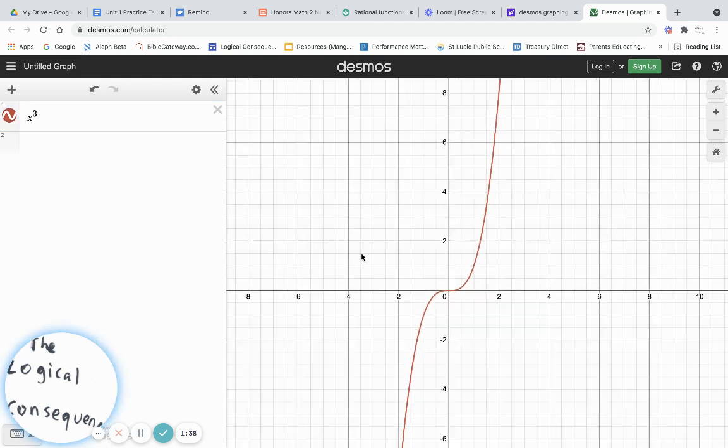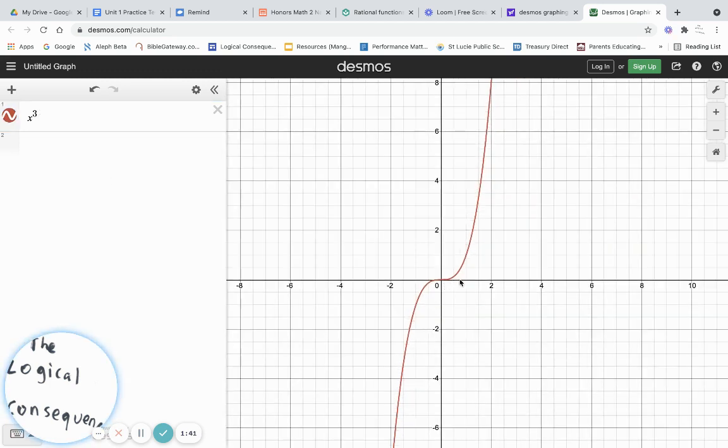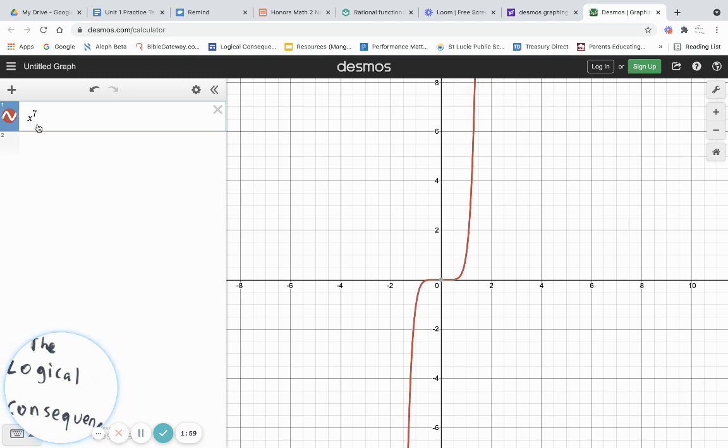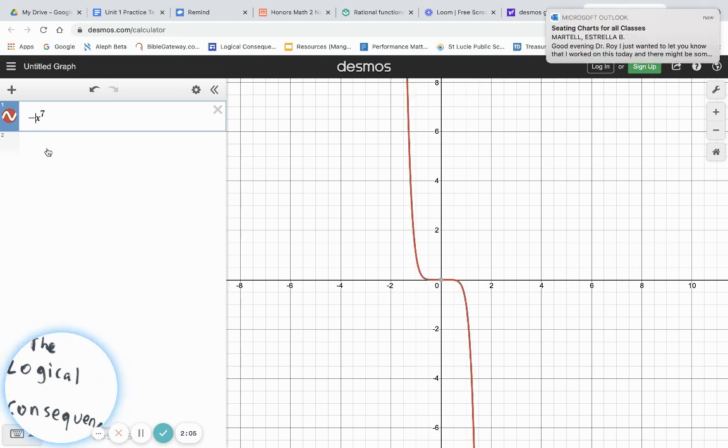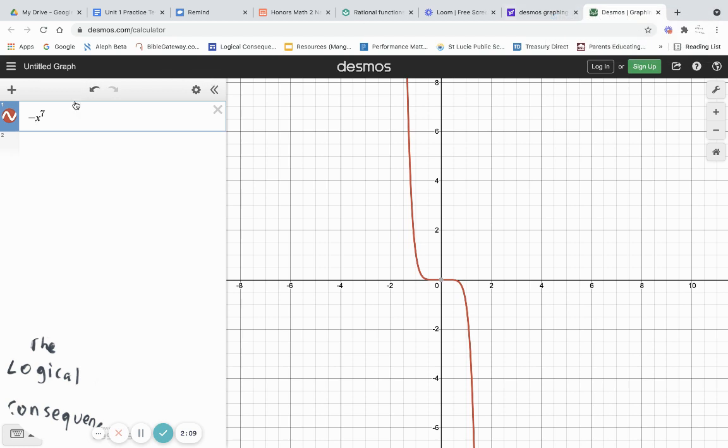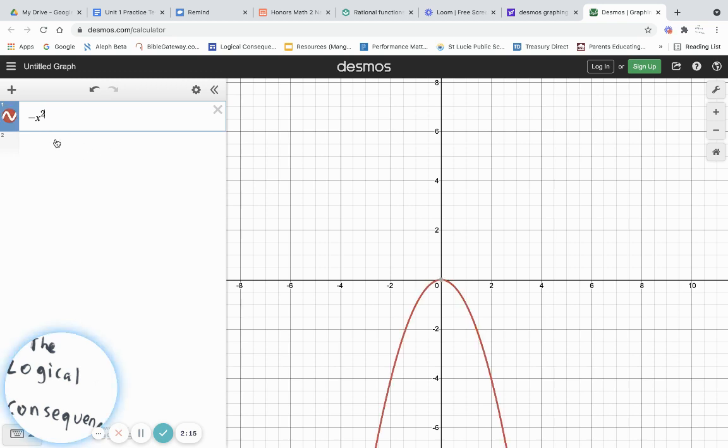X to the third: if you notice that function, as x gets really large, f of x goes positive. As x goes negative, f of x goes down. That's for x cubed. Well, it works the same way with x to the fifth, with x to the seventh. Okay? Now, if I take this and take the negative of it, it just flips. It's the same thing. It just flips, okay? If I did the same thing with my even function, and I flipped it, let's make it positive again. That was a regular x squared function. If I put a negative in front, it just flips it.